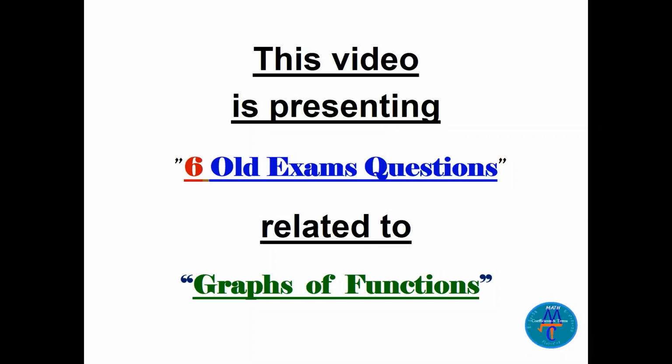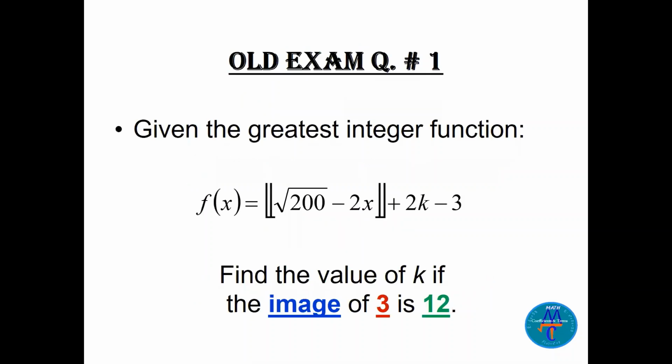This video is presenting 6 old exam questions related to graphs of functions. Now, the first one: given the greatest integer function f of x equals the greatest integer of square root of 200 minus 2x, plus 2k minus 3, find the value of k if the image of 3 is 12.